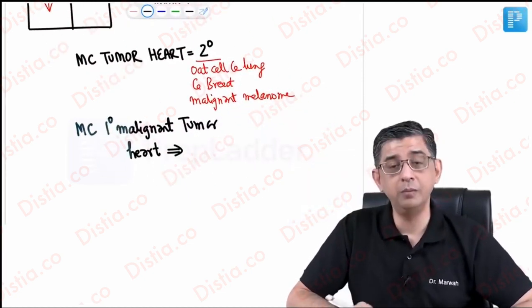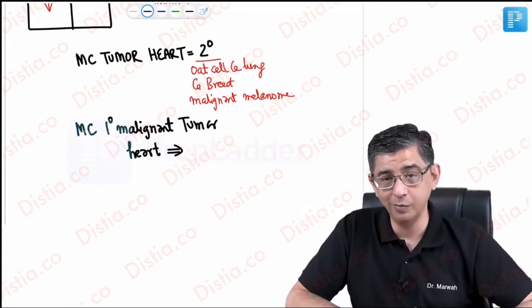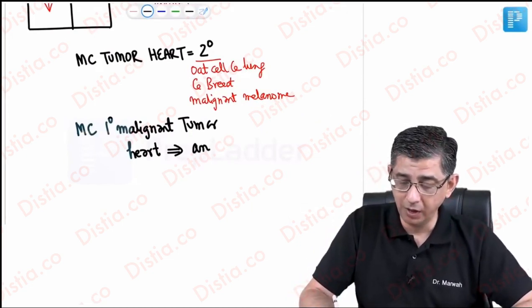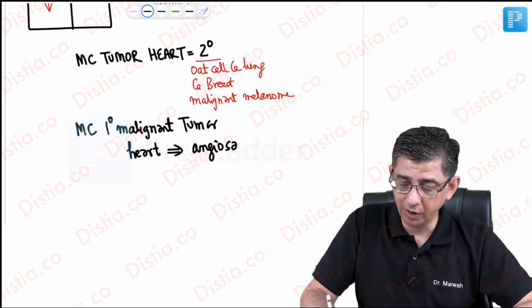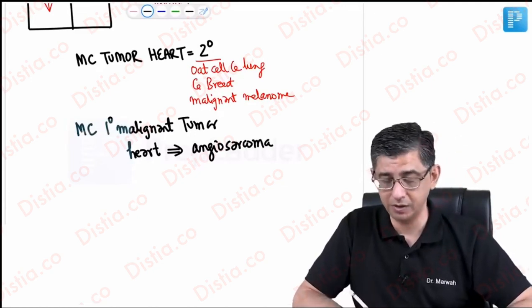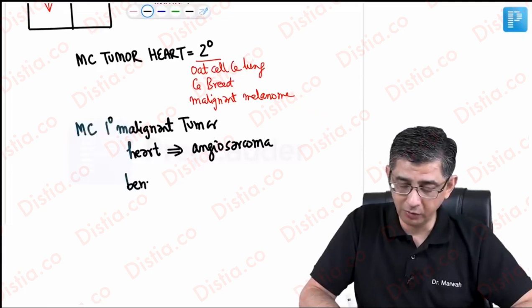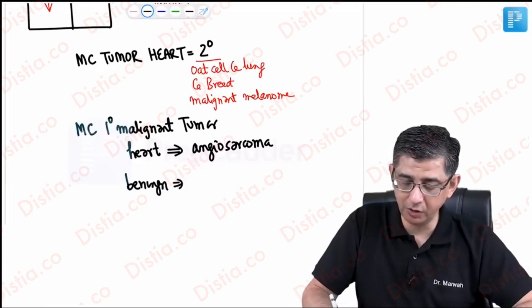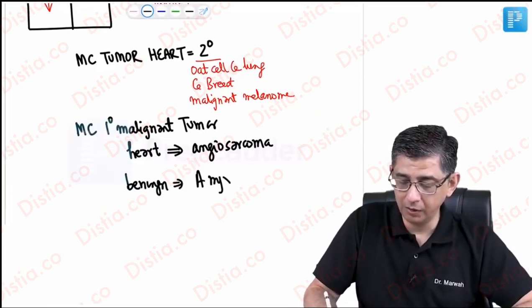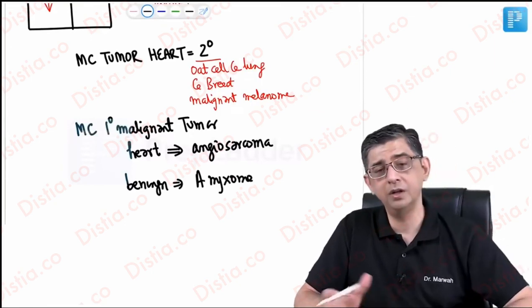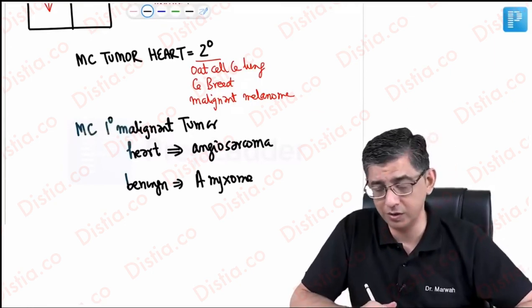The most common primary malignant tumor of the heart would be answered by you as angiosarcoma. And you see, lots of times people answer it as rhabdomyosarcoma. That's an answer in pediatrics. The benign tumor of the heart is what I have already explained to you. That's going to be atrial myxoma. And this is going to be a pedunculated tumor in the left atrium behaving like mitral stenosis.